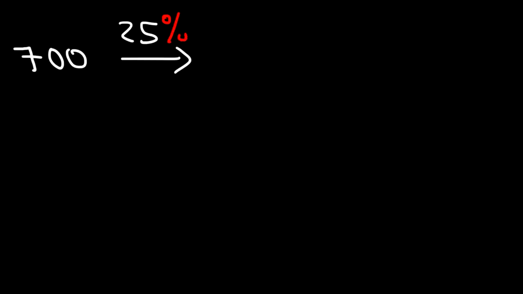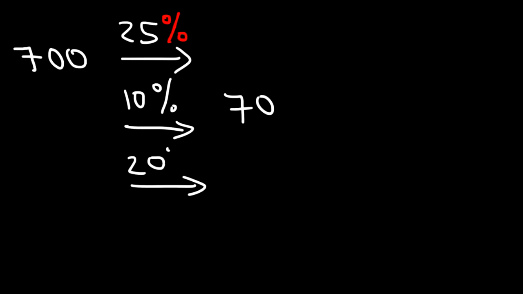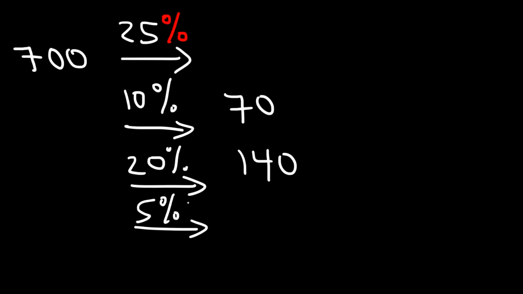Now what about this example? What is 25% of 700? Try that one. So first, let's find out what 10% is. 10% is 70, which means that 20% has to be what? 20% is twice the value of 10%. So if we multiply 70 by 2, that's going to give us 140. Now what is 5% of 700? 5% is half of 10%. So half of 70 is 35.